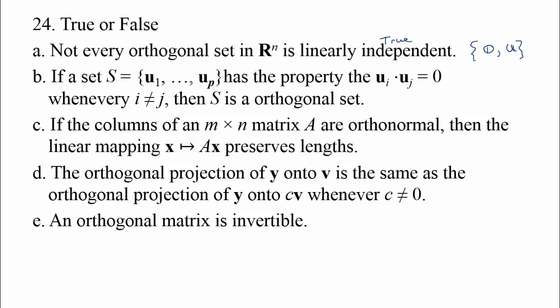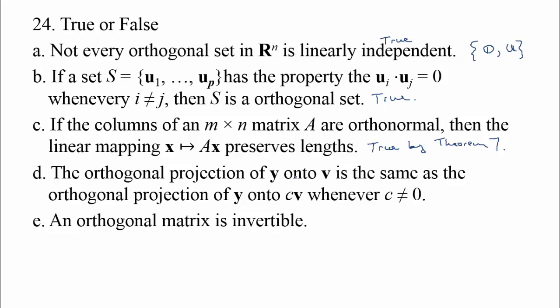Okay, now if we have a set and it has the property that ui dot uj is equal to 0 as long as i is not equal to j, then that means every vector is orthogonal to every other vector, then it's an orthogonal set. And we say, yes, that's true. That was really the definition of an orthogonal set, right? And C, if the columns of an n by n matrix A are orthonormal, so that means they're mutually perpendicular and have length 1, then the linear mapping x maps to Ax preserves length. Yes, that's true by Theorem 7.